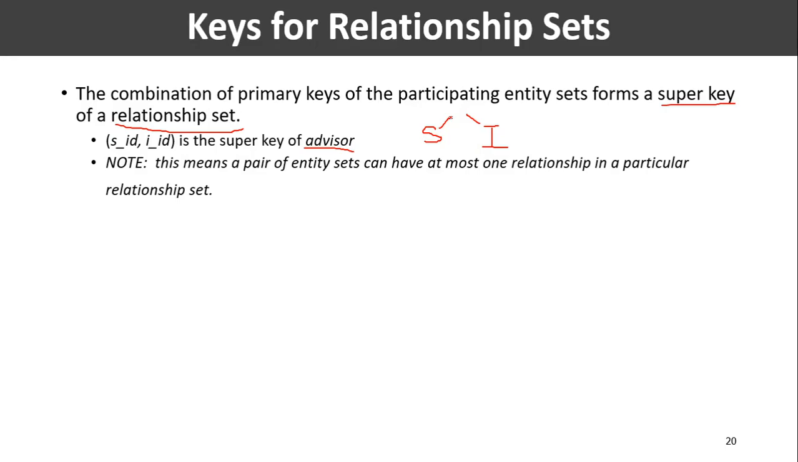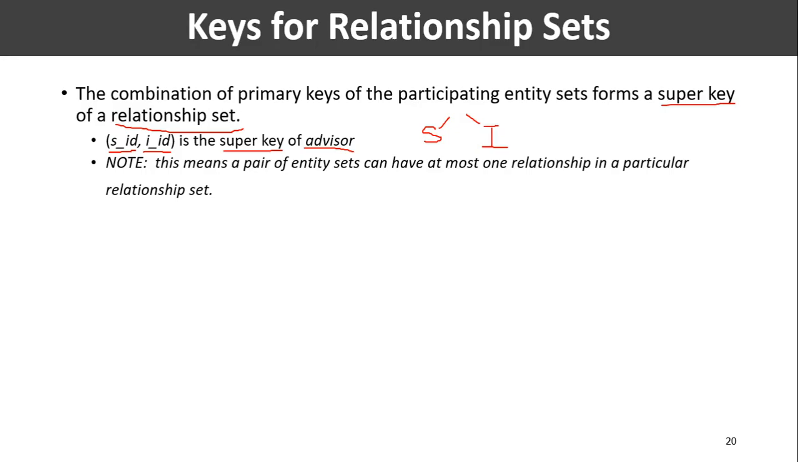Example, advisor is the relationship set, and student and instructor are the entity sets participating in advisor. So S_ID is the primary key of student and I_ID is the primary key of instructor. So if we combine these two primary keys, then this will form the super key for my advisor, right?